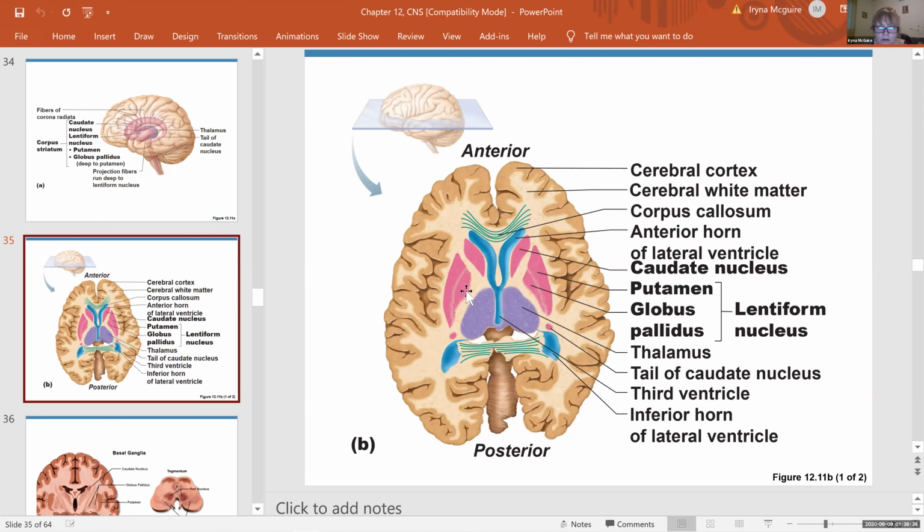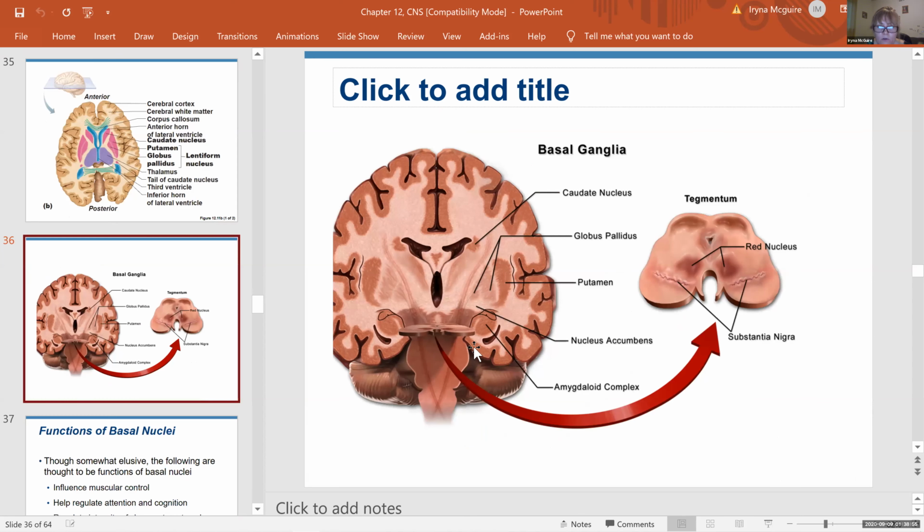Here is also a different section, right? So 1, 2, 3. This three-part structure is our basal ganglia. Now, basal ganglia is also associated with the brain stem, over here, and we are in the midbrain.